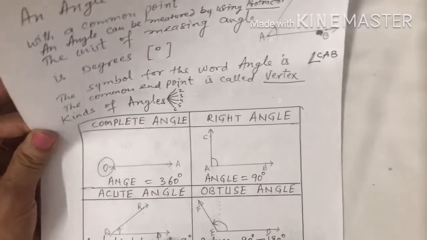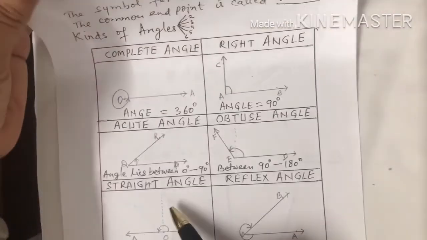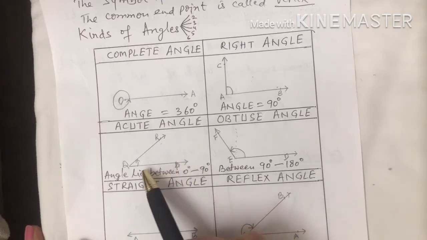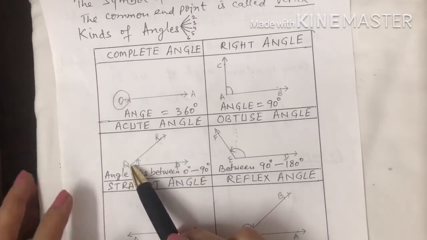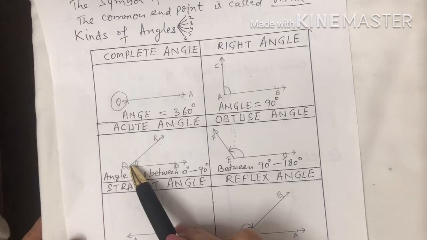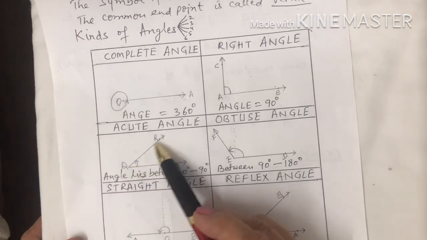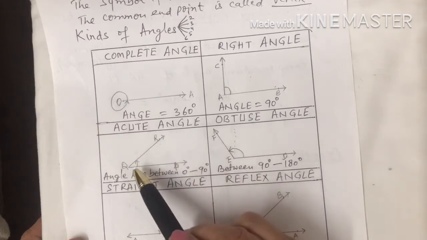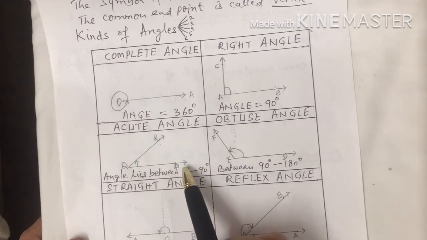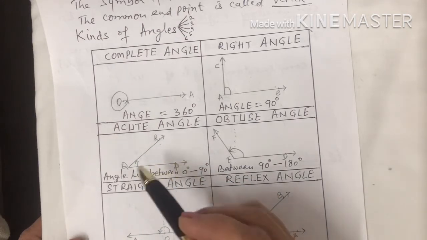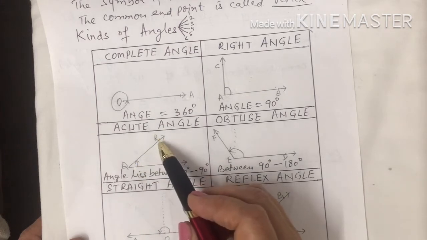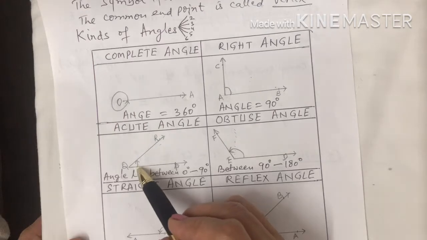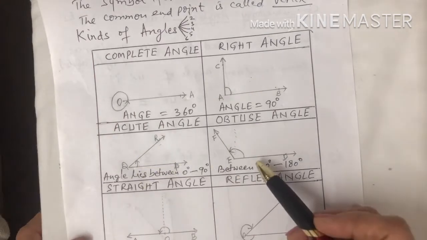Then acute angle. What is an acute angle? An acute angle lies between 0 to 90 degrees. It should be less than 90 degrees. Here it will be 90 degrees, perpendicular. It's less than 90 degrees and more than 0. 0 to 90 degrees. R, Q, P. This angle will be called an acute angle.